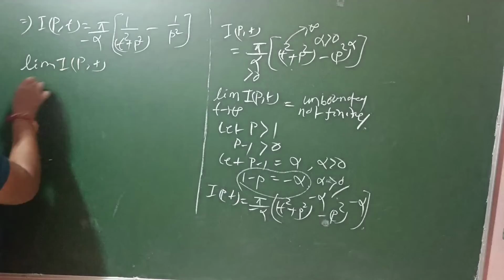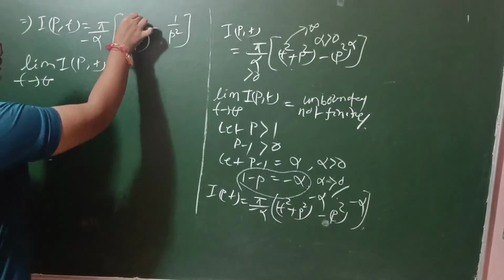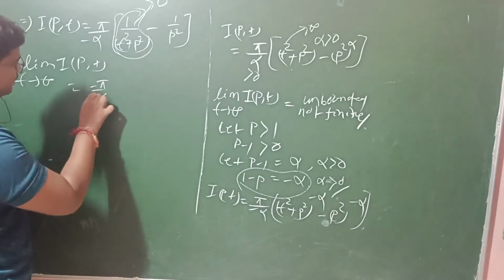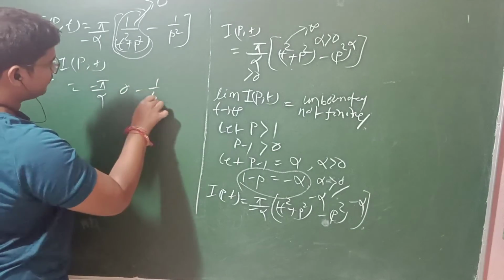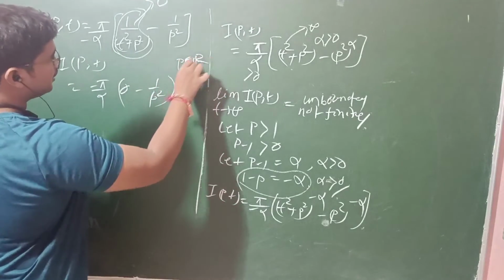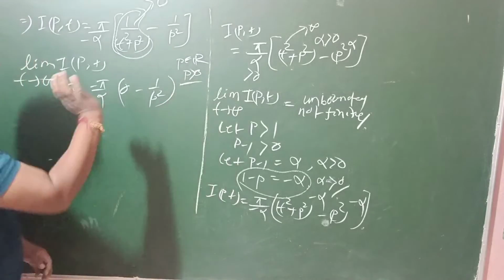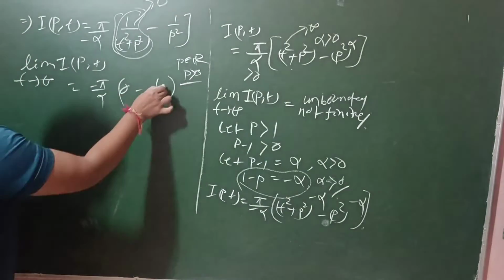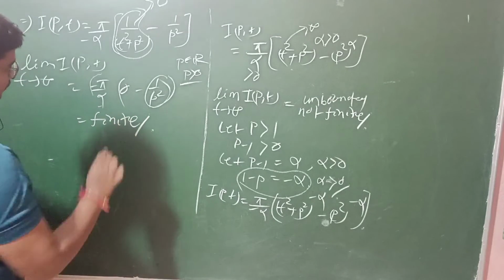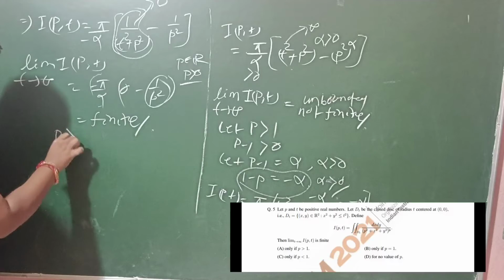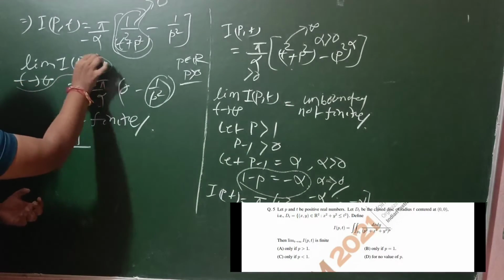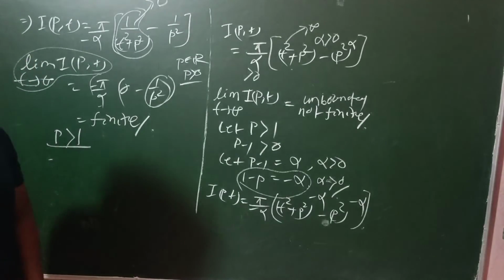If the limit of I p as p tends to infinity, then this portion tends to 0. This is minus alpha 0 minus 1 by p square. P is any real positive number and a fixed value. Then this is finite. So for p greater than 1, we can find the limit of I p as t tends to infinity.